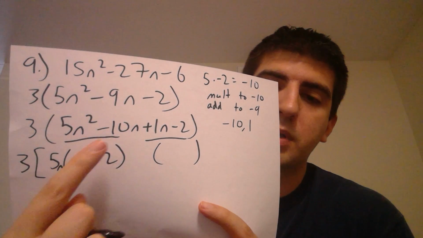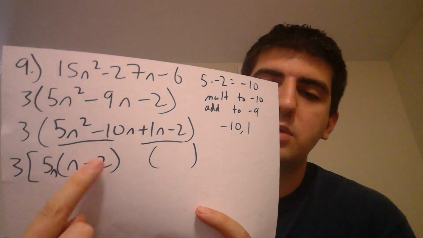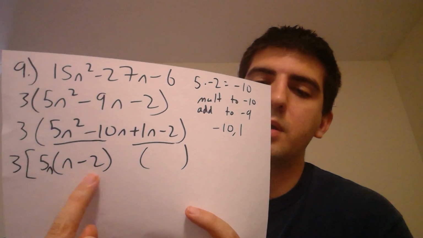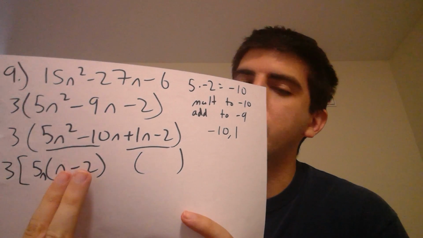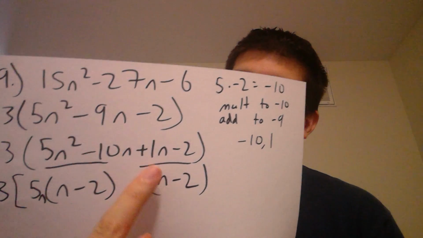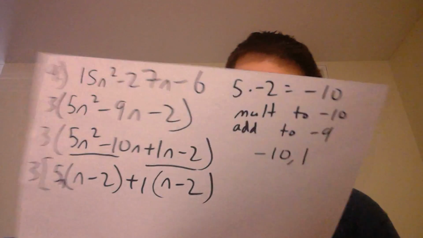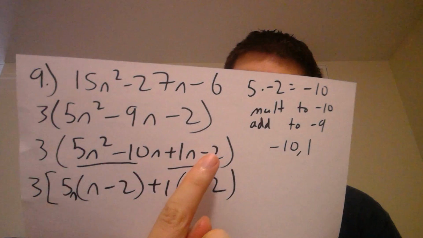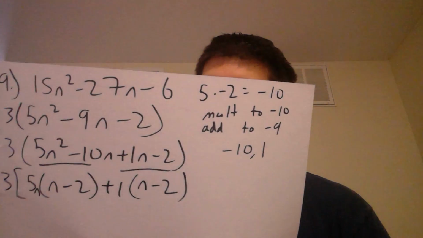5n times what gets me negative 10n? 5n times negative 2 gets me negative 10n. So that's why I wrote down n minus 2 here. Whatever you wrote in this parentheses, I like you to also write in that parentheses. And then we just ask ourselves, what times n gets me 1n? Well, positive 1. And notice here, positive 1 times negative 2 is negative 2. So it works for both.